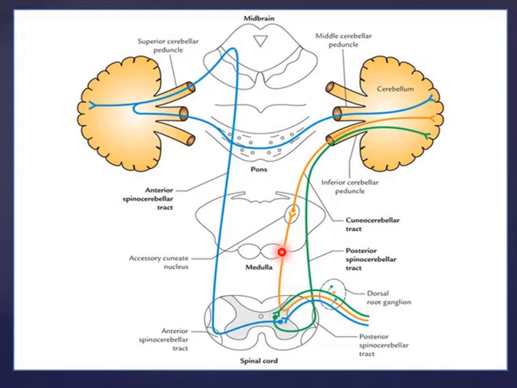So it would ascend up into the medulla, and the second order neuron is in the accessory cuneate nucleus, and therefore the cuneocerebellar tract name is given to it. It will also ascend upward through the inferior cerebellar peduncle into the cerebellum. The third order would be in the cerebellum itself.